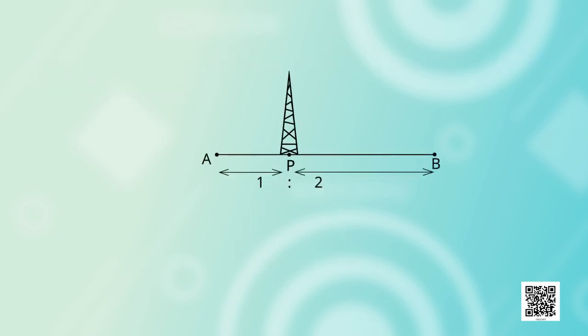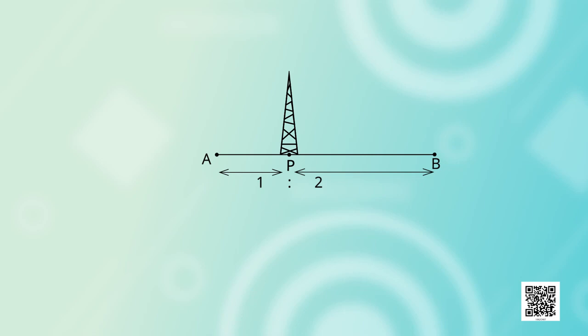Children, look at this example. Suppose a telephone company wants to position a relay tower at P between A and B in such a way that the distance of the tower from B is twice its distance from A. So we can say that if P lies on AB, it will divide AB in the ratio of 1:2. If we know the coordinates of A and B, can we find the coordinates of this point P?